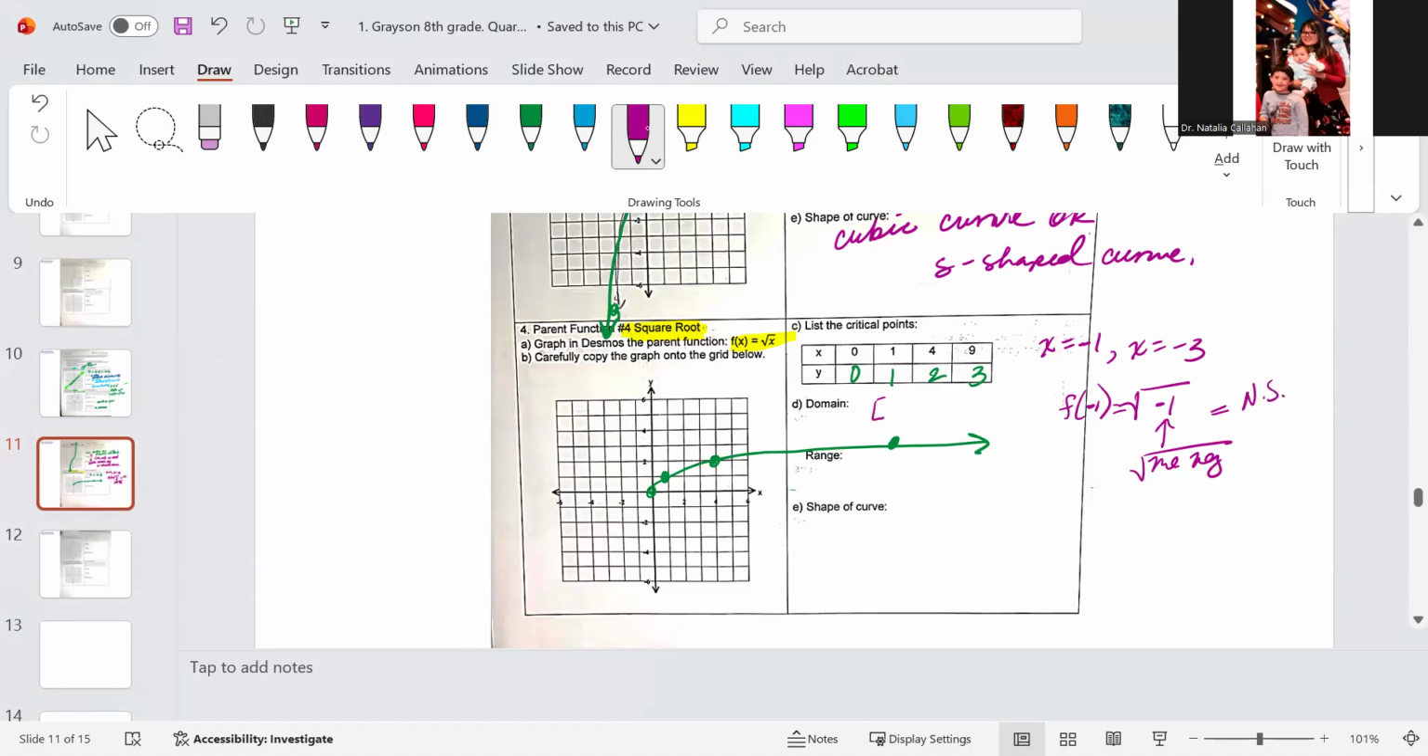So your domain starts at 0, and where does it go? Does it go more to the left or more to the right? Right. And right is positive or negative infinity? Positive. Or x is greater than or equal to 0, that's what you need to write down. Just copy that down.